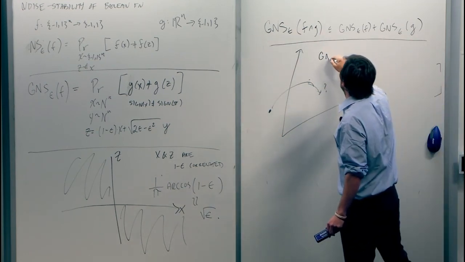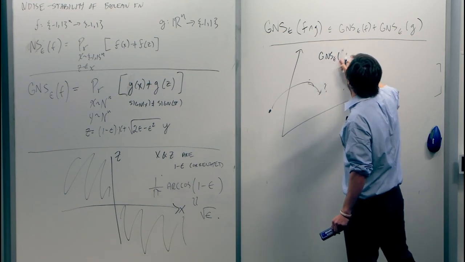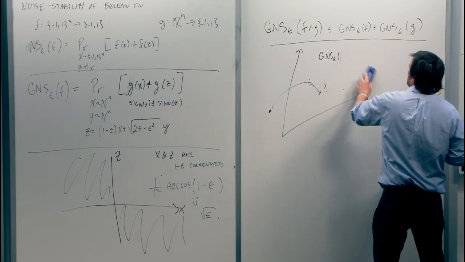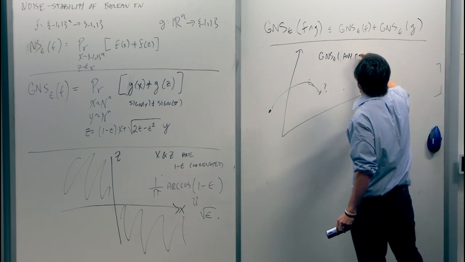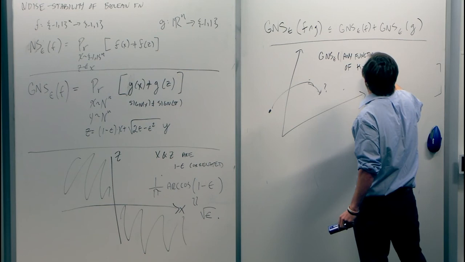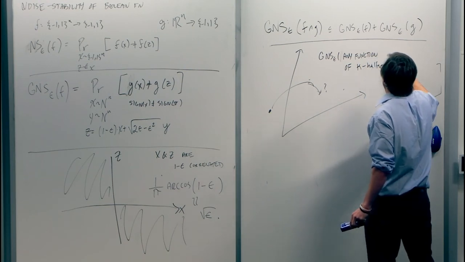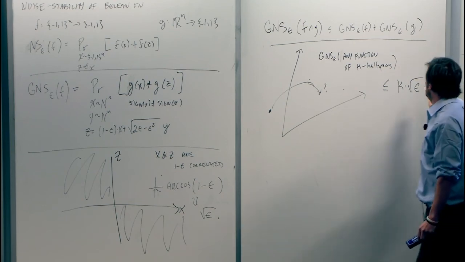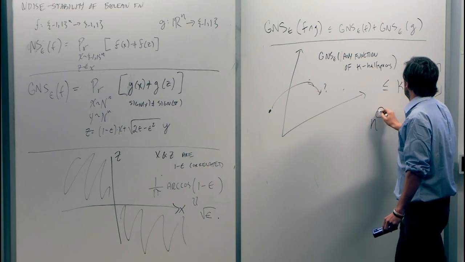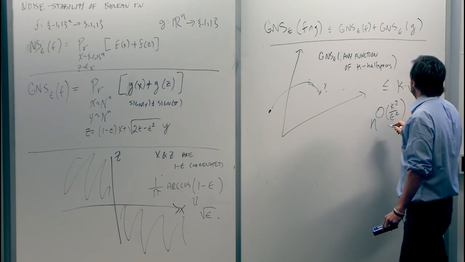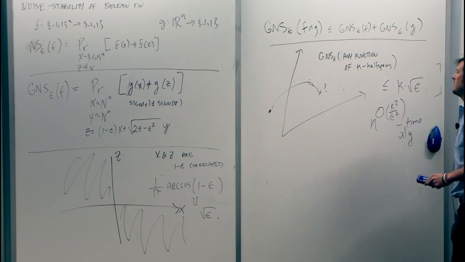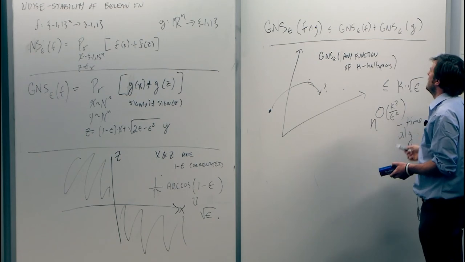And this implies that the Gaussian noise sensitivity of, actually, any function of k half spaces is at most k times the square root of epsilon. And this will translate into an n to the order k squared over epsilon squared time algorithm for agnostically learning any function of k half spaces.